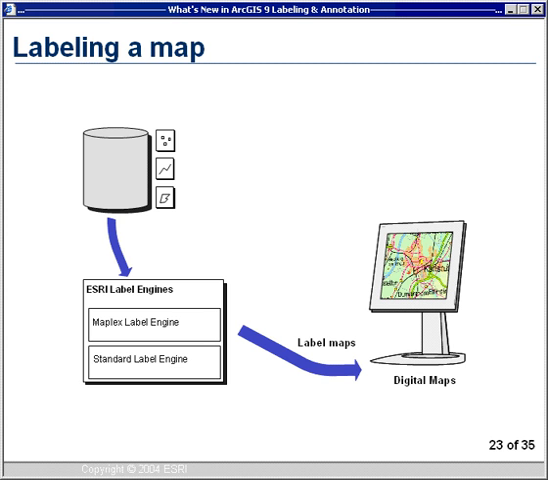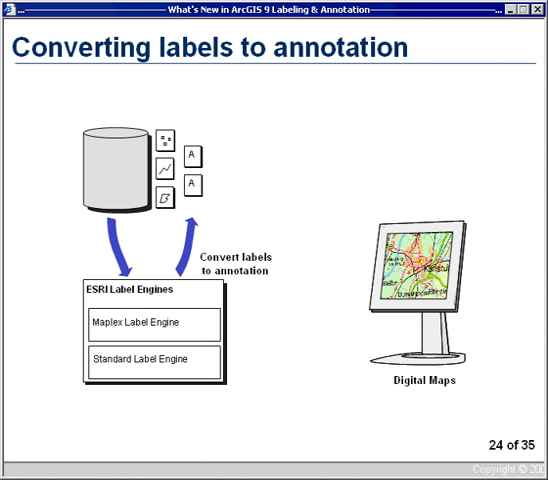First, you must label the features in your map, and you can use the ESRI standard label engine or the Maplex label engine to do that. Next, by right-clicking on the layer in the ArcMap table of contents, you can convert your labels to annotation. This annotation can be stored in the map document as graphic annotation. The annotation can also be stored in the Geodatabase as standard annotation or feature-linked annotation.